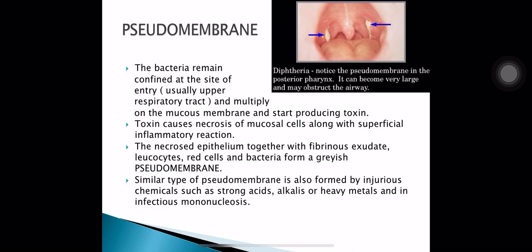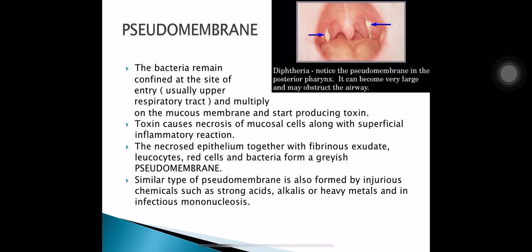When the pseudomembrane becomes enlarged, it can lead to obstruction in the pharynx. It can lead to asphyxia and difficulty in swallowing. A similar kind of pseudomembrane can be formed by other conditions like strong acids and alkalis, heavy metals, and infectious mononucleosis also.